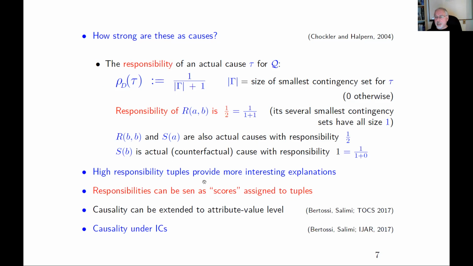So high responsibility tuples provide more interesting explanations. Actually, we can see responsibilities as scores assigned to tuples. And well, causality can be extended in different ways. For example, it can be extended to the attribute value level as opposed to the full tuple level. And also it is possible to define causality in the context of integrity constraints that have to be satisfied. But I'm not going to go into these two directions.